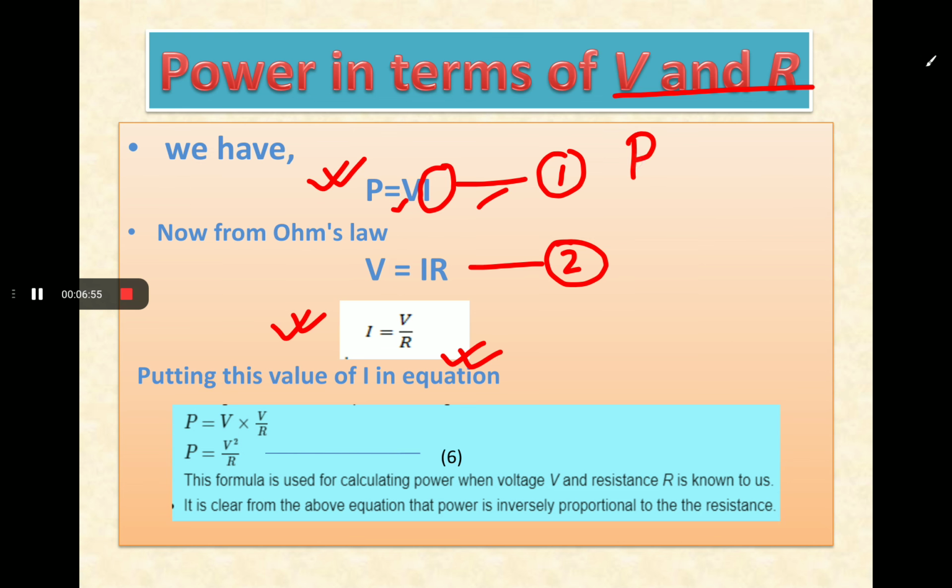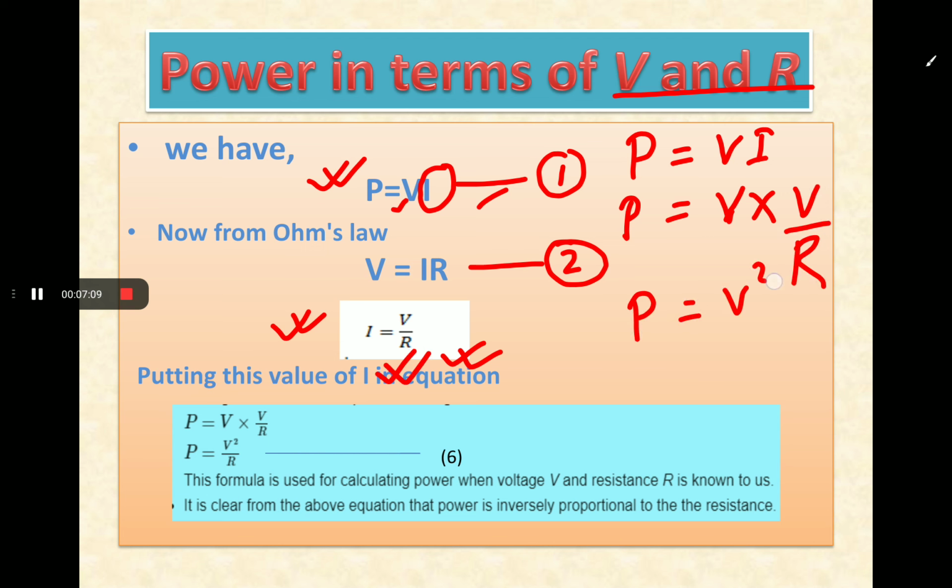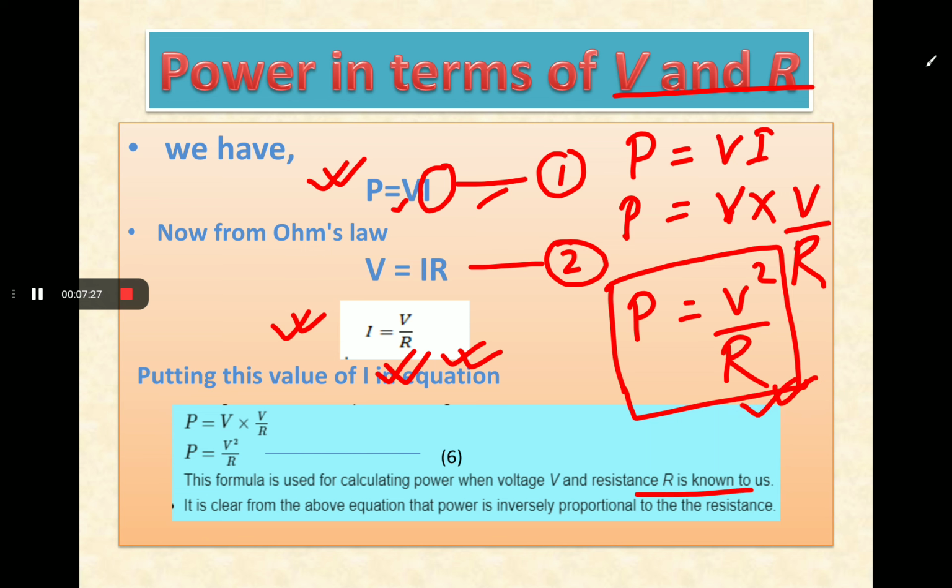So it becomes P is equal to V multiplied with I, that is V by R here. And P is equal to V square by R. This is the required relation of power in terms of potential difference and resistance. So this formula is used for calculating the power when voltage or potential difference and resistance is known to us. And from this expression, it is clear that the power is inversely proportional to the resistance of the conductor.